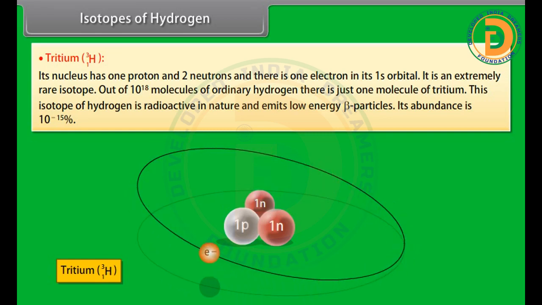Tritium. Its nucleus has 1 proton and 2 neutrons and there is 1 electron in its 1s orbital. It is an extremely rare isotope. Out of 10^18 molecules of ordinary hydrogen, there is just 1 molecule of tritium. This isotope of hydrogen is radioactive in nature and emits low-energy beta particles. Its abundance is 10^-15%.